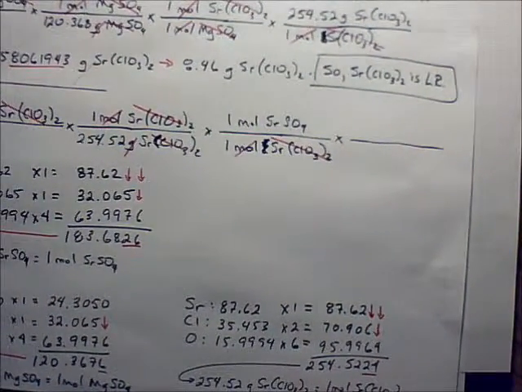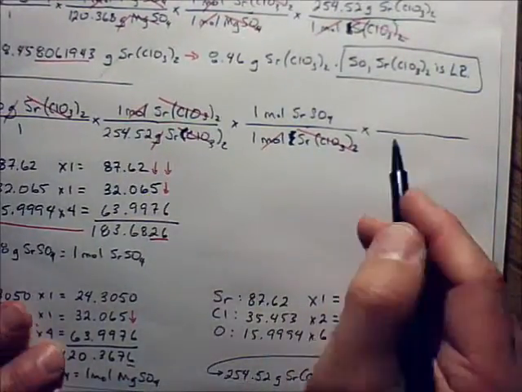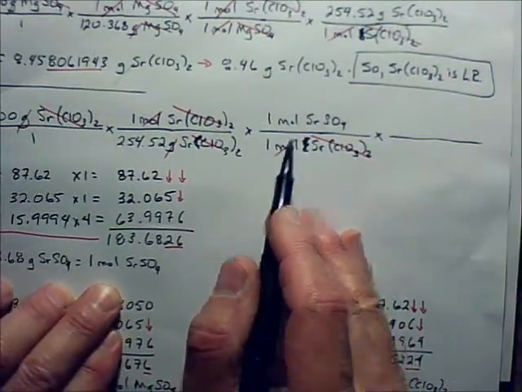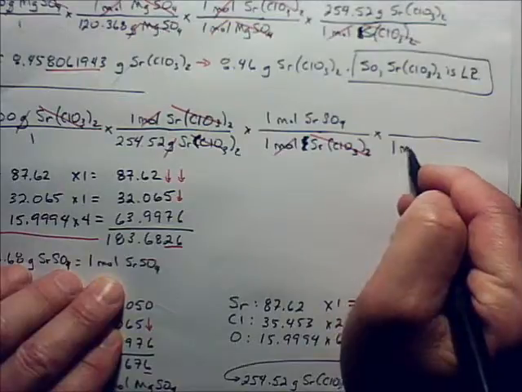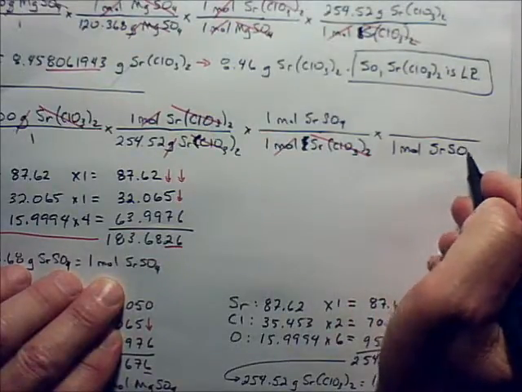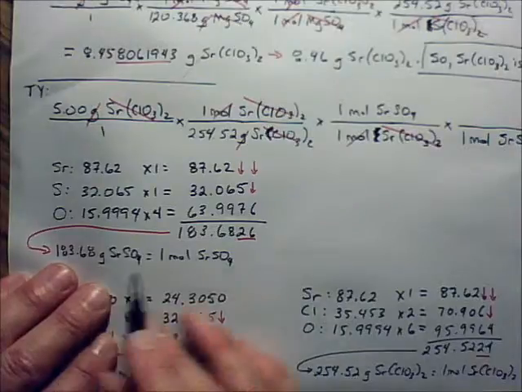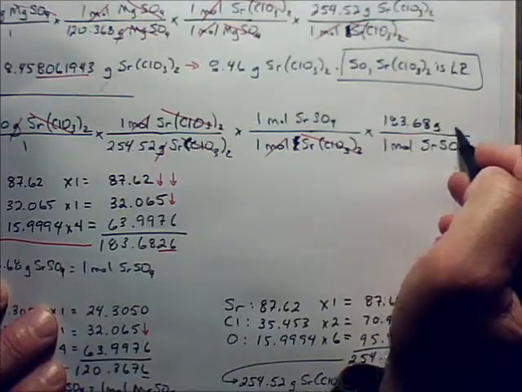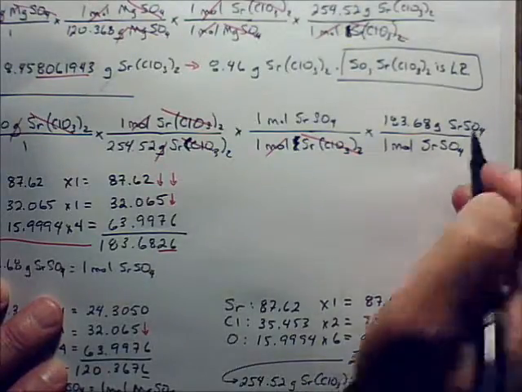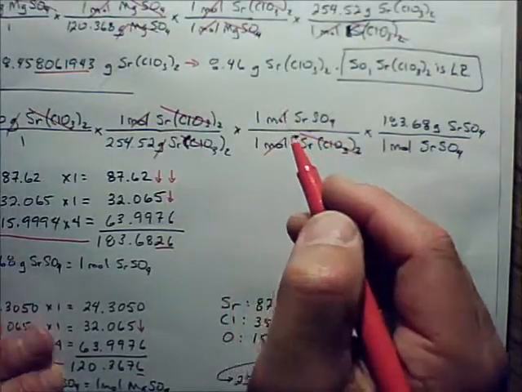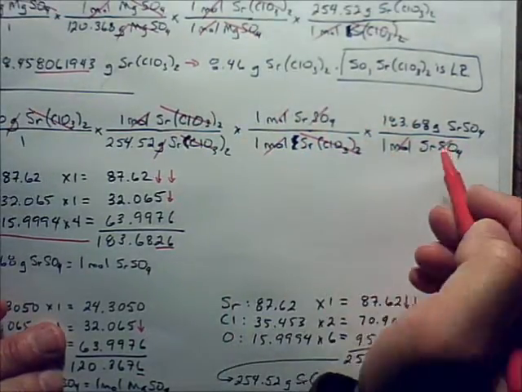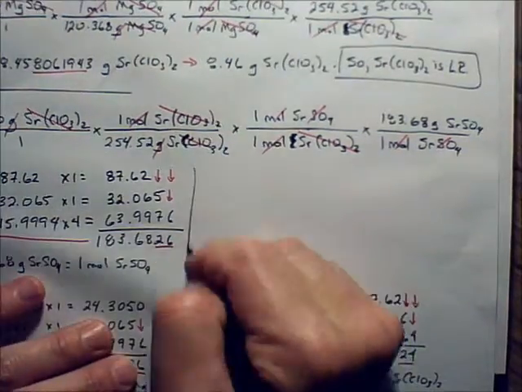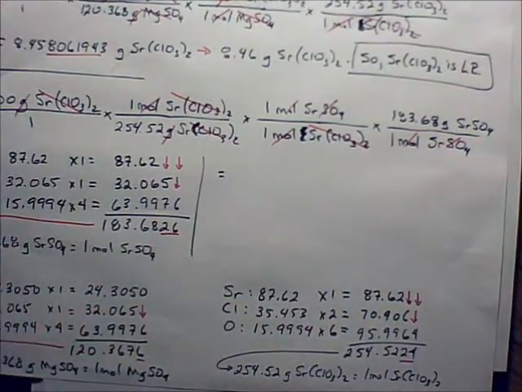the molar mass ratio, the conversion unit up here. I want to match the species down here with the species in the previous step. So I need 1 mole on the bottom, 1 mole of strontium sulfate. And I'm going to put the mass on the top, 183.68 grams of strontium sulfate. Okay, cancel units and species. All right. And we can do the math now to find the amount of theoretical yield.